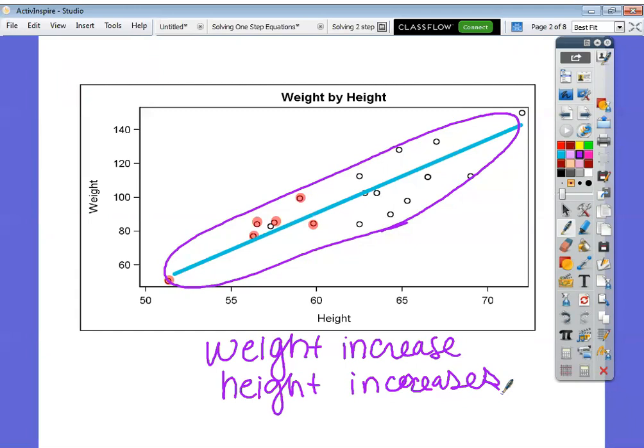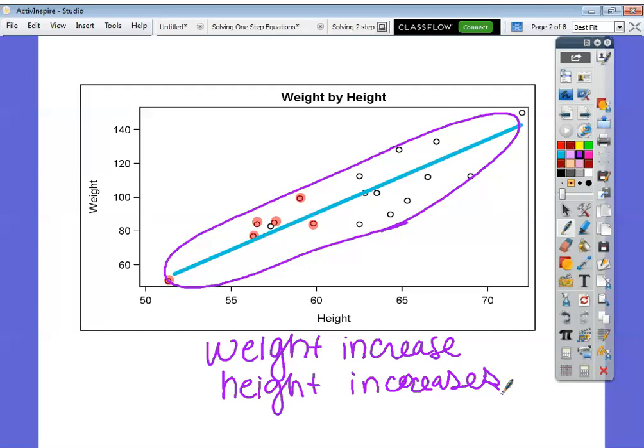Some of you might say, I know this one person who is really tall and super skinny. There are always exceptions to the rules. But typically, if you are 4 feet tall because you're only 5 years old, your weight is not going to be as much as a person who is 6'5". So that's what that means.